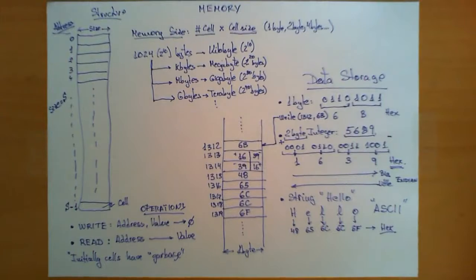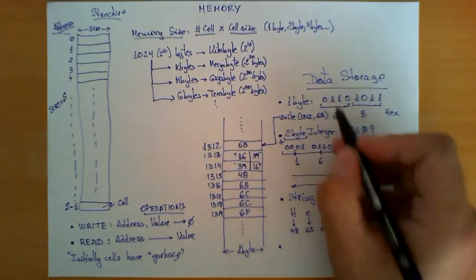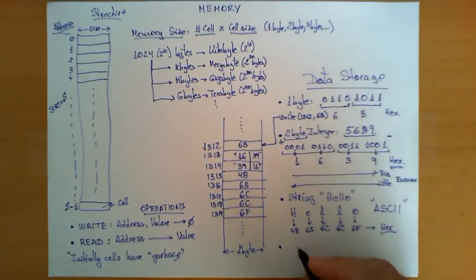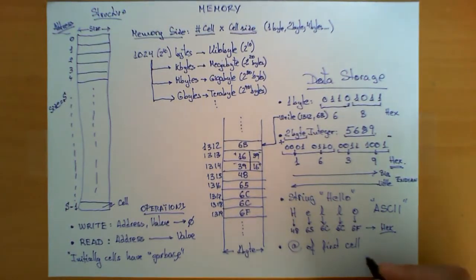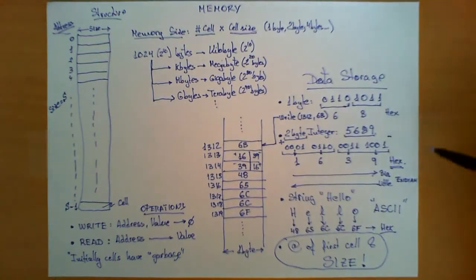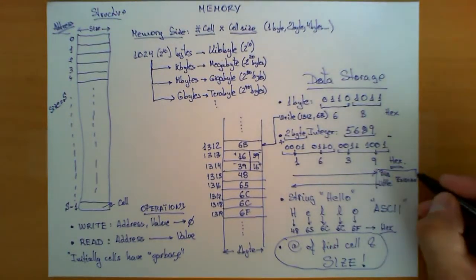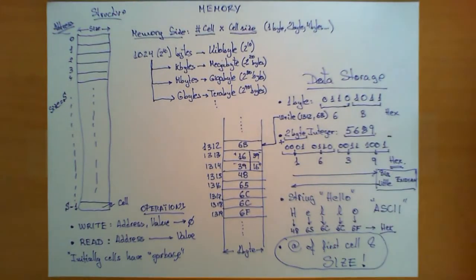So remember, when you have to store any data in memory, what you have to remember is the address of the first cell, and very important, the size of what you are storing. And if you are storing an integer, you also have to remember which one of the 2 schemes, little endian or big endian, has been used.